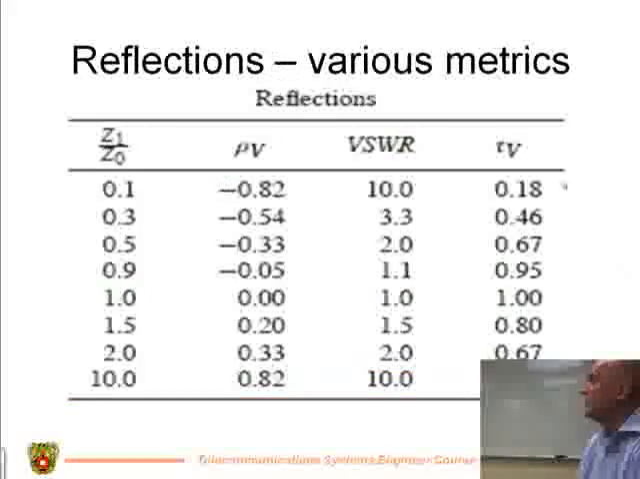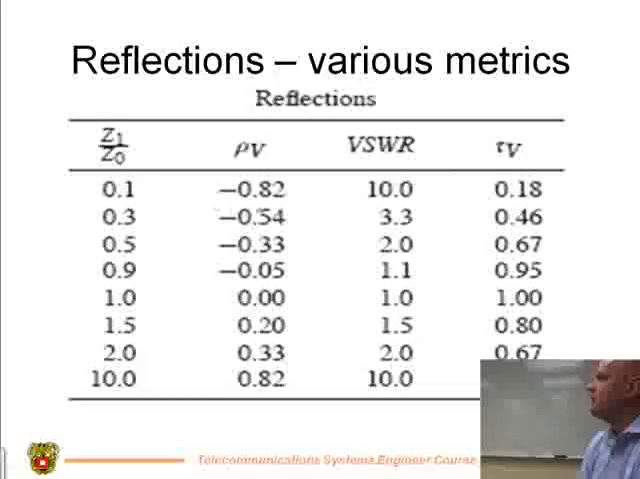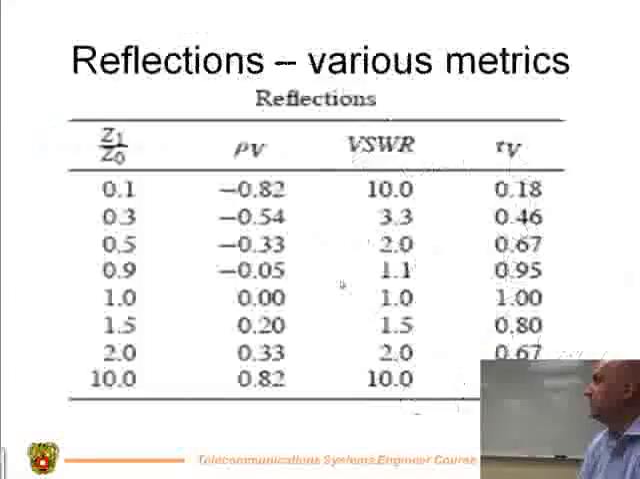So a couple ways to measure reflections. First way is rho V. Here's rho V versus VSWR versus tau V. You notice that rho V and tau V, tau V is going to be 1 plus rho V. So minus 0.82 plus 1 gives us tau V, gives us 0.18. So if Z1 over Z0 equals 0.1, then you get 0.82 and 0.18. This goes up to 1 at 1 and then starts going back down. We're not going to worry too much about it.